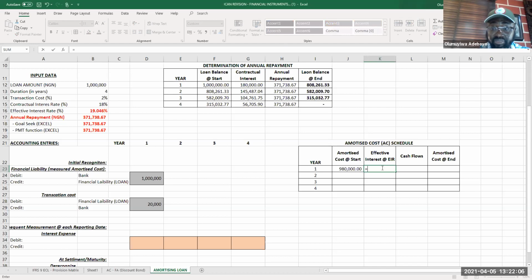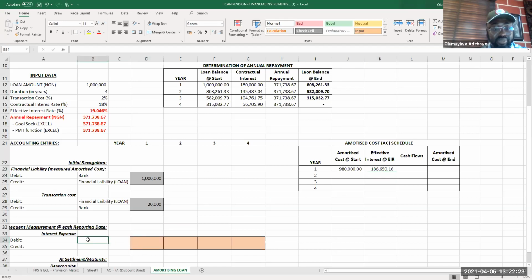Now, what's my effective interest rate? My effective interest will now be based on effective interest rates, not based on contractual rates, of the opening balance. This is the interest expense I'm going to charge as finance cost in my profit or loss.